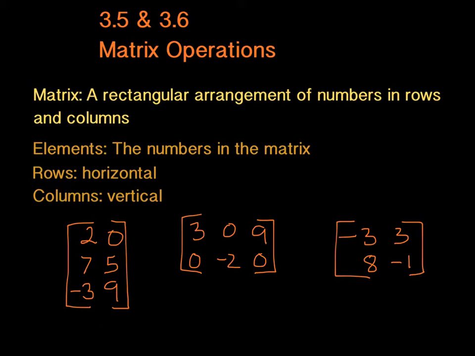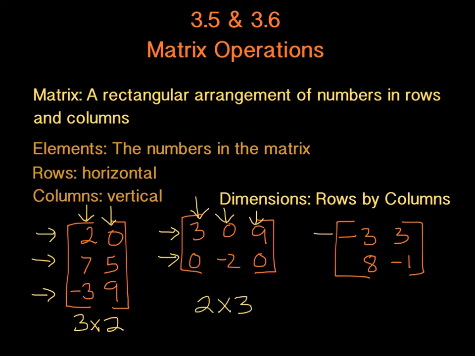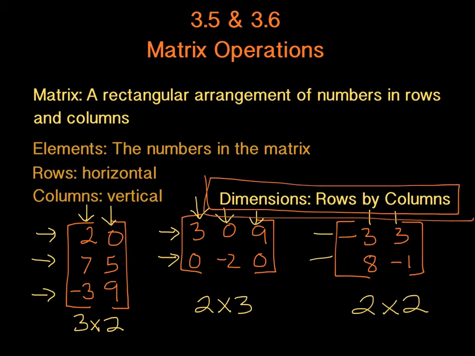And then we always name our matrices with rows by columns. Make sure you know that. Rows by columns. So this one has 1, 2, 3 rows and 1, 2 columns. So it is a 3 by 2. 3 rows by 2 columns. This one has 2 rows and 3 columns. So this is a 2 by 3. This one has 2 of each. So that is a 2 by 2. We always name it rows by columns. That is incredibly important for you to know.